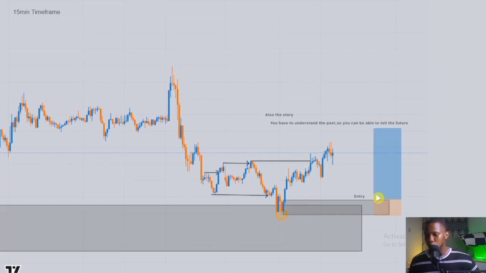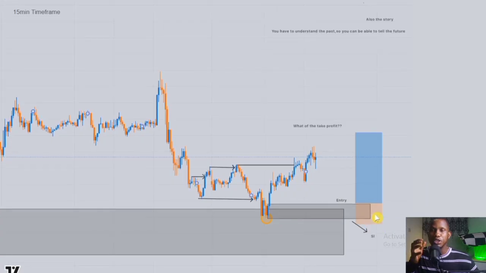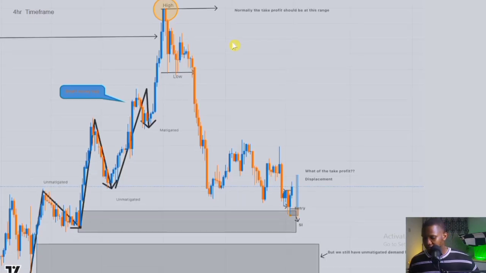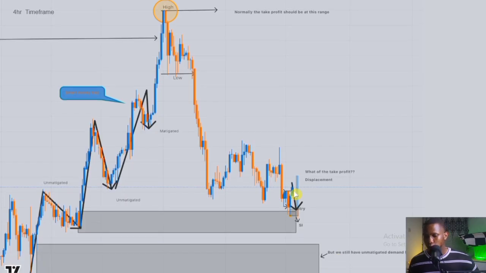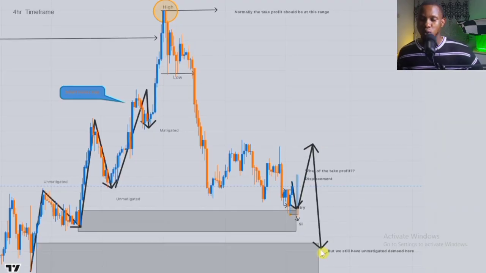So what I'll do is I make my entry here, stop loss a little bit below here, and we're going to find our take profit level, guys. We'll move to the 4 hour to get our take profit level. Initially we'll be targeting these highs right here, but if you check, we still have an unmitigated zone here now. So it means that price action can push down to trigger our entry and move in our direction for a while, and finally come to take us out.